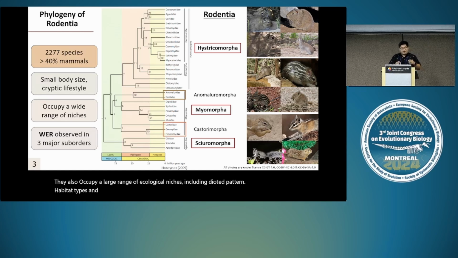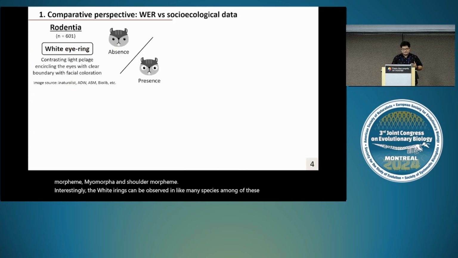The order Rodentia consists of 5 suborders, 3 of which are the major ones and make up 95% of all rodent species, including Hystricomorpha, Myomorpha, and Sciuromorpha. Interestingly, the white eye rings can be observed in many species among these 3 major lineages.